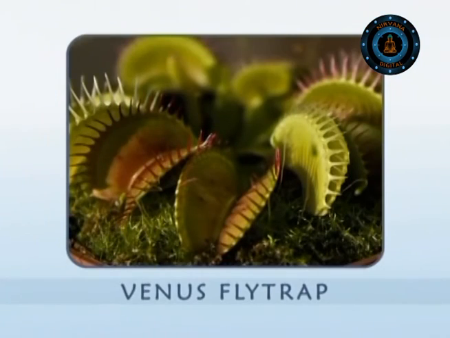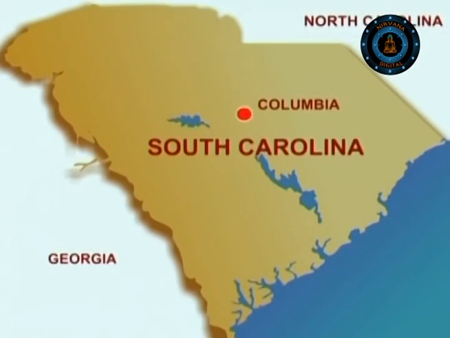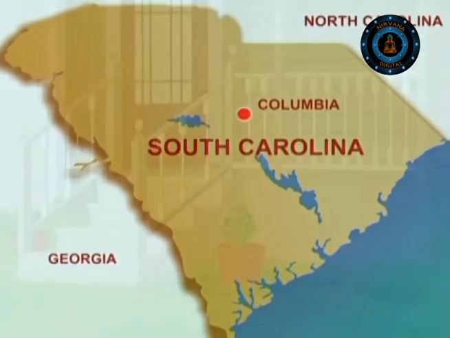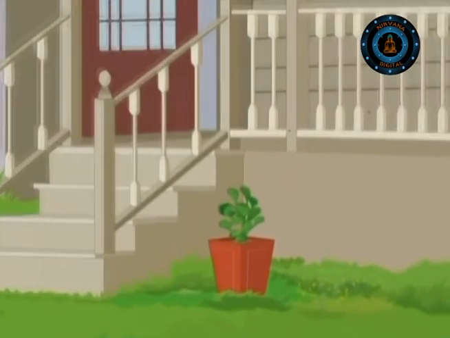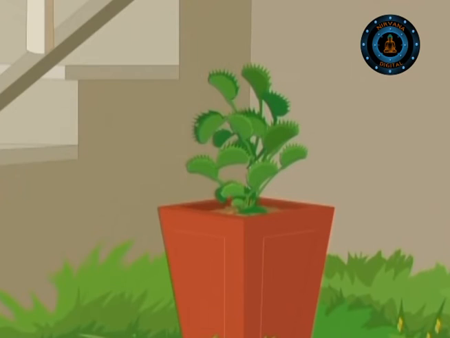Venus flytrap is the most remarkable carnivorous plant found in Carolinas in USA. People here grow this insect killer as a house plant to get rid of the insects of their house.